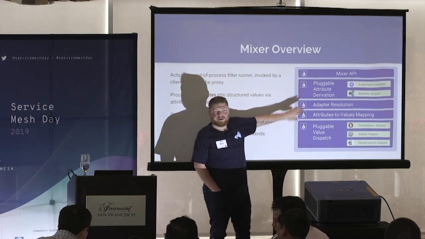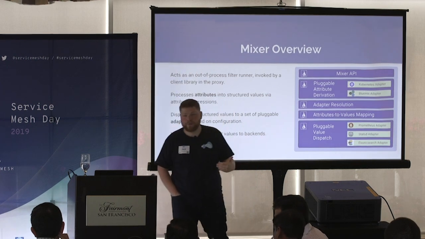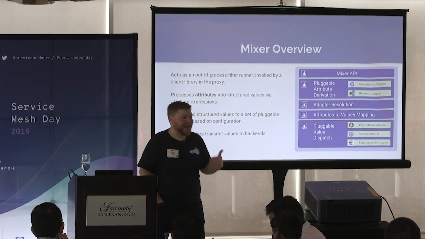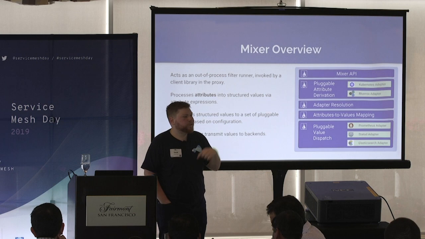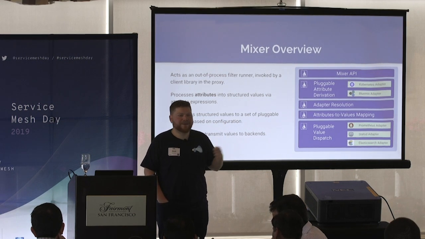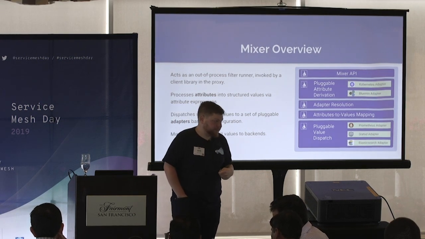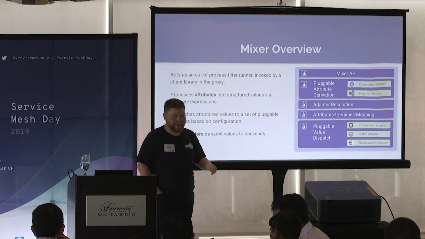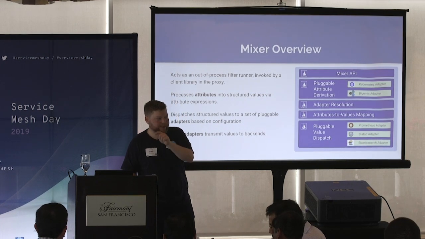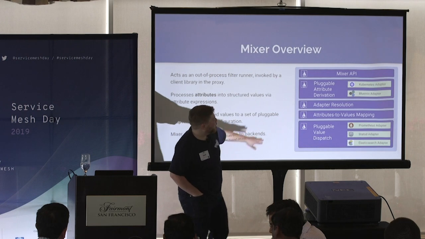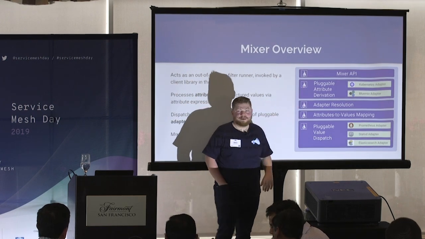However, there's a lot of data there that we don't necessarily want Envoy to gather. For example, I don't want every single Envoy in my mesh talking to the Kube API server to get information about what pod it is. I want Pilot to do that centrally and store that, or Mixer to do that centrally and store that and use that. And so this is where attribute derivation comes in.